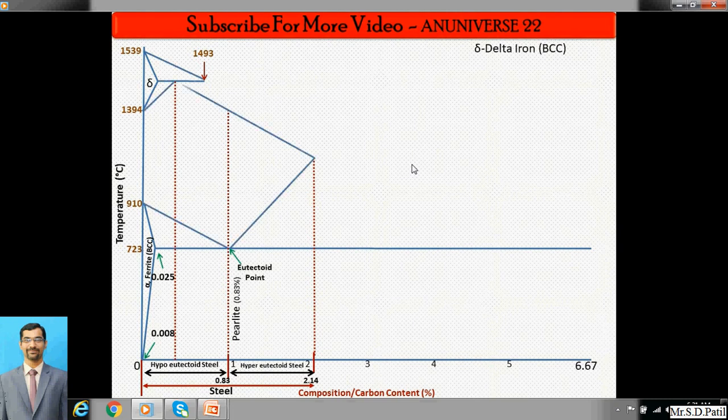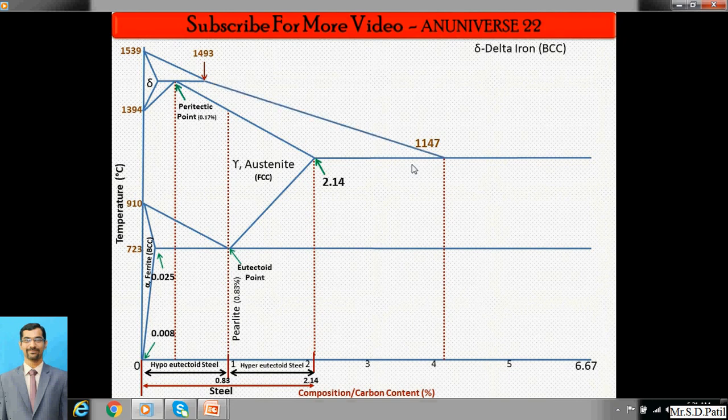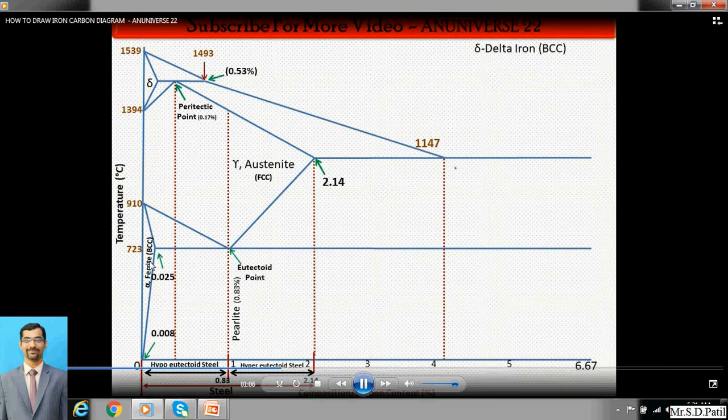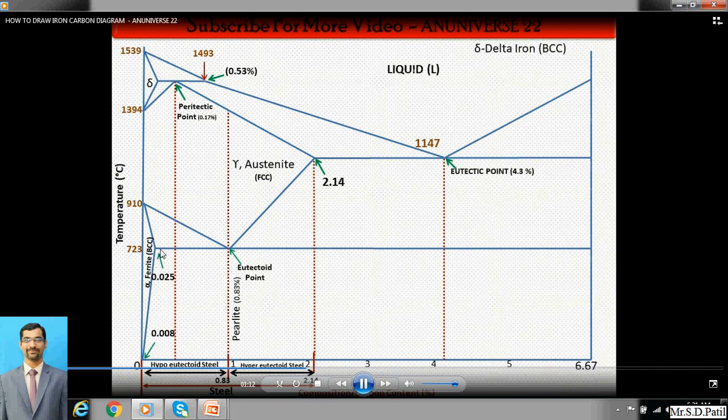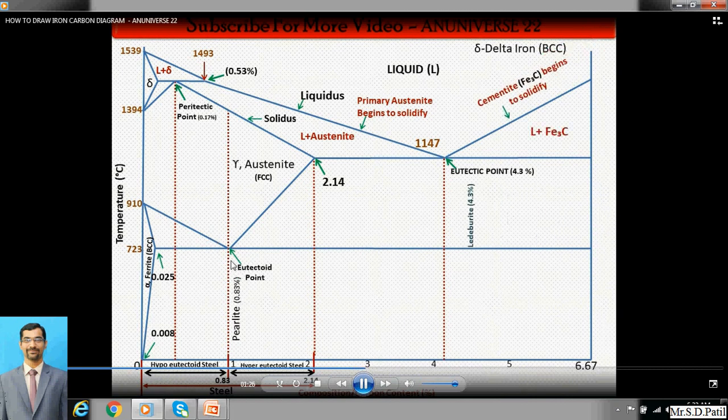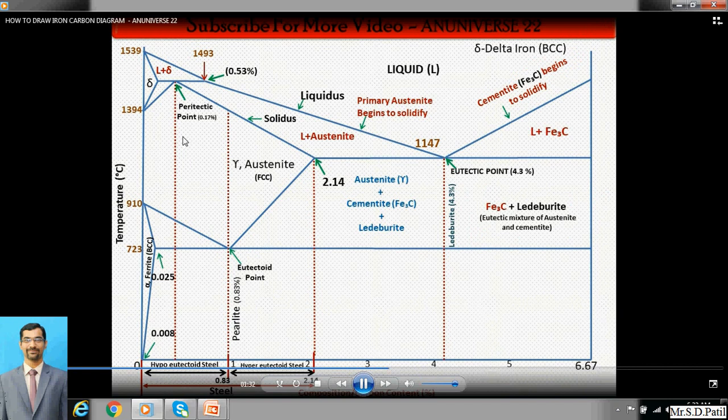In this way you need to join all the key points at the different temperatures, and whatever the phases are, they are shown. First, the bottom phase is alpha ferrite, present at about 723 degrees Celsius, with the percentage of carbon starting from 0.008% to 0.025%. Then there is the eutectoid point, near about 0.8% carbon, approximately, which is the pearlite phase.